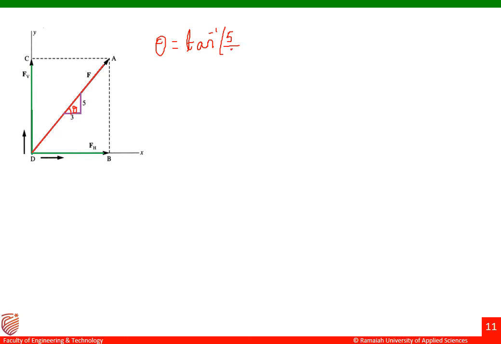Which is my opposite? This is my phi. Which is my opposite, sorry, adjacent? It is 3. If we substitute tan inverse of 5 by 3, we are going to get the answer as 59.03 degrees there. Okay, now we found the answer for theta. So we can substitute this theta in the x component and y component equations.